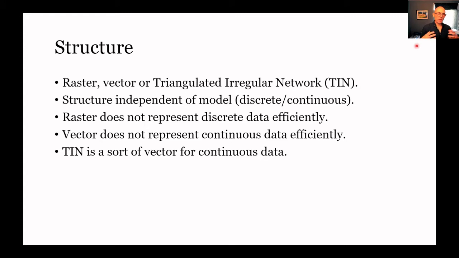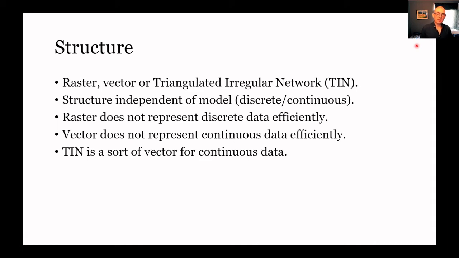So what do we mean? Well, raster is like an image, a series of pixels or cells. When you take a photograph with your camera, you end up with a raster. That's what it is. The thing you're looking at on the screen now is actually a raster. It's a series of pixels. And the computer stores everything in a discrete manner. But we're saying here that raster does not represent discrete data efficiently. But that's exactly what it is.